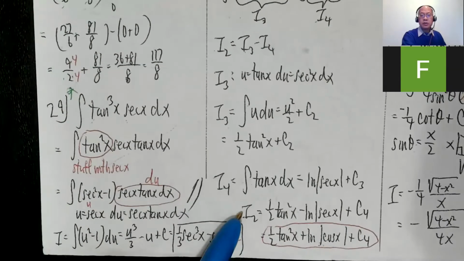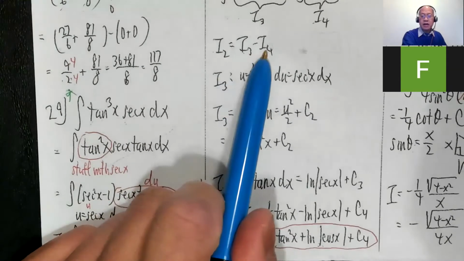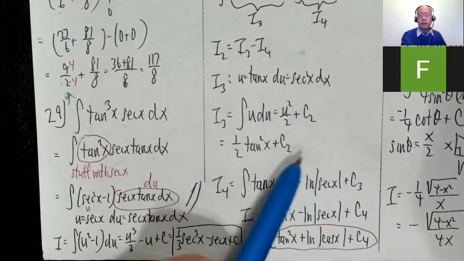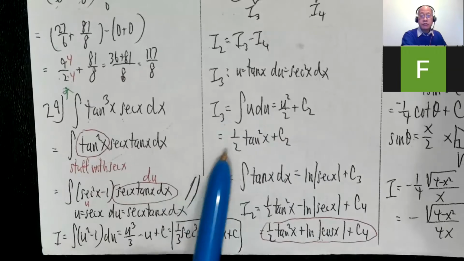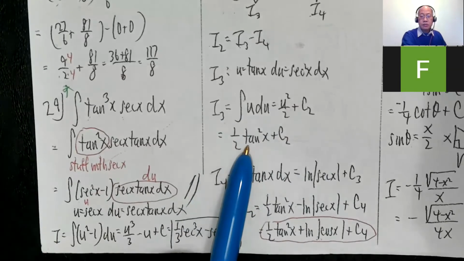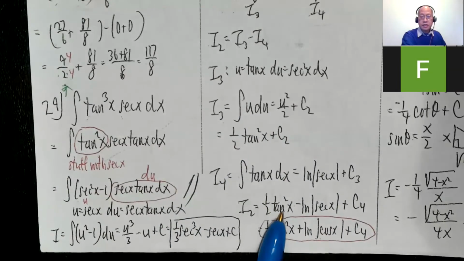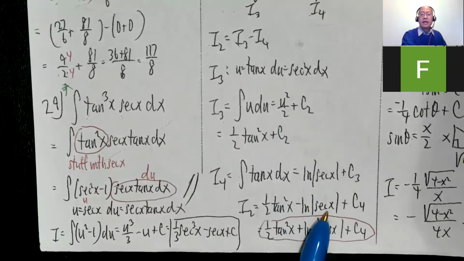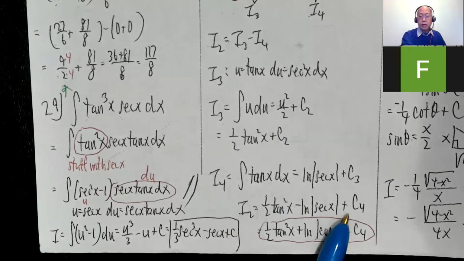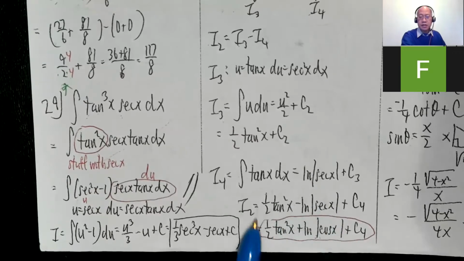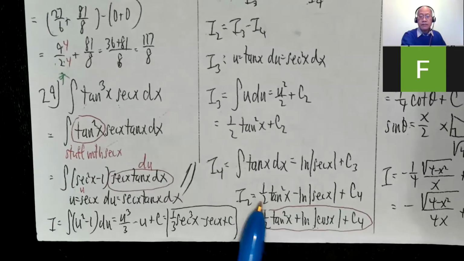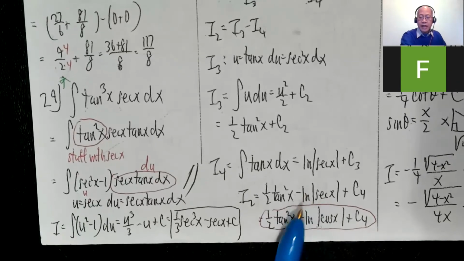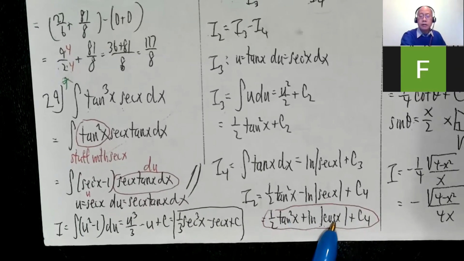Okay, so now I2 was I3 minus I4. So this is where you work your way back up to the original integral. Okay, so I3 was this stuff, right? 1/2 tangent squared x plus C2, minus I4, so minus ln absolute value of secant x. And then the C2 and C3, I'm combining into just C4 now. Okay, so I have 1/2 tangent squared x minus ln absolute secant x. This is okay, but I like it better with a positive and a cosine.